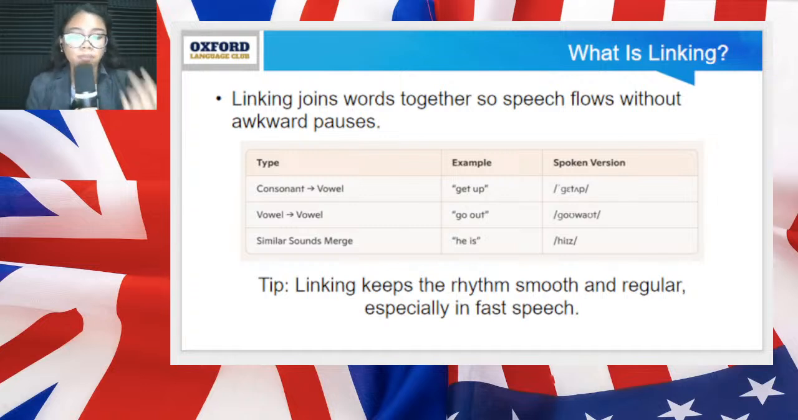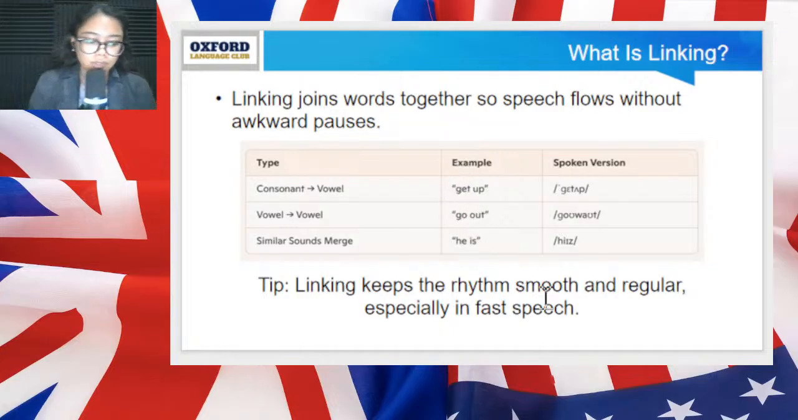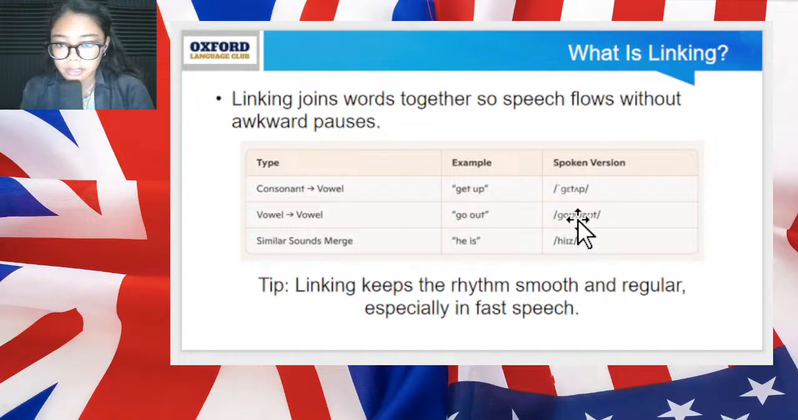So when we link two vowel sounds, it produces a consonant sound in between. For better understanding, for example, we have here go out. As you can see in the IPA transcription, there is a W there. That's the IPA transcription for the connected speech version of the phrase go out. There's a presence of W because two vowel sounds are connected. So instead of saying go out in a separate, clear way, you say go out, which is the connected speech way.